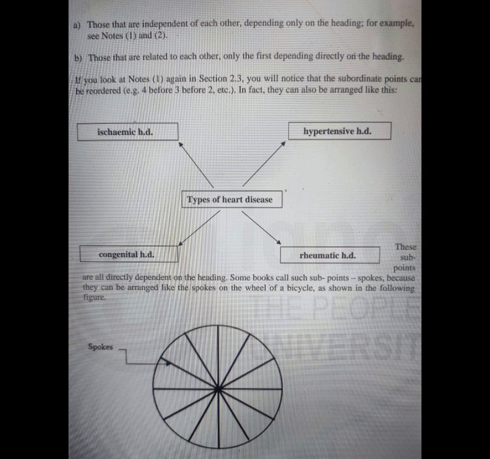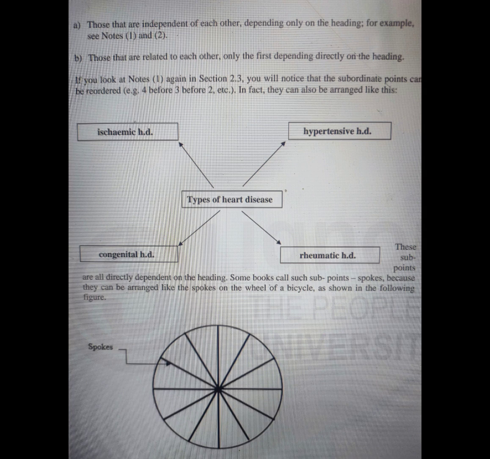b. Those that are related to each other, only the first depending directly on the heading. If you look at Notes 1, again in section 2.3, you will notice that the subordinate points can be reordered, e.g. 4 before 3 before 2, etc. In fact, they can also be arranged like this: ischemic H, B, hypertensive H, B, types of heart disease, congenital H, B, rheumatic H, B. These subpoints are all directly dependent on the heading.